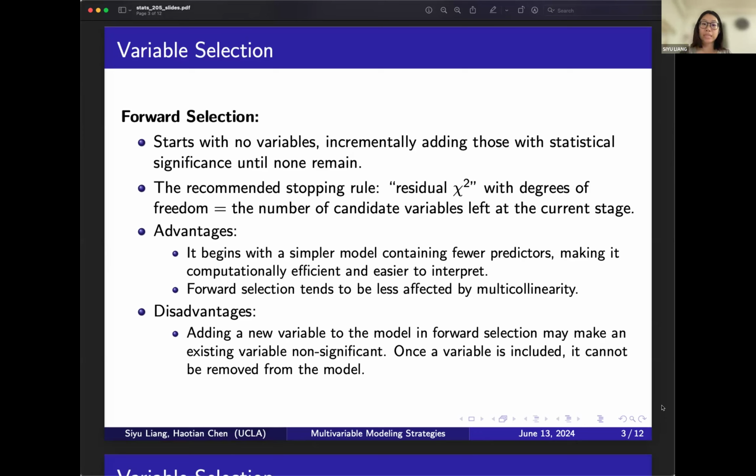Next is backward elimination, and it is the most commonly used method. It's contrary to forward selection. It begins with all the variables and then removes the least significant ones until only the statistically significant variables remain. The advantage of backward elimination is that it generally outperforms forward selection. The disadvantage is that once a variable is removed from the model, it cannot be considered for inclusion again.